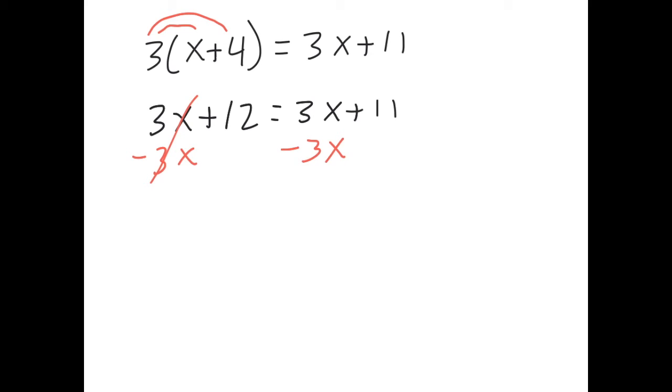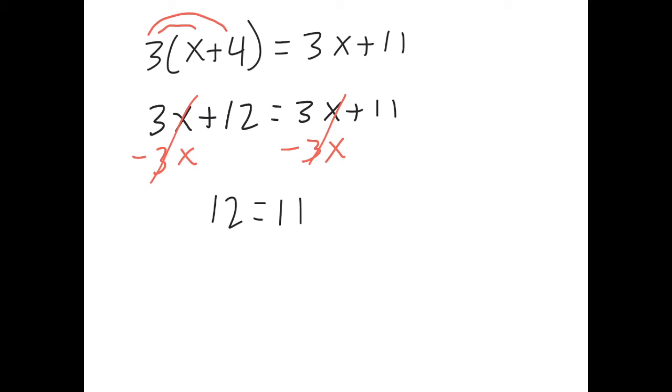So on the left side, all we have is 12. And that equals 3x minus 3x. Well, again, those are the opposites, so they cancel out, just becomes 0. And all we have on the right side is 11. 12 equals 11. Does 12 equal 11? No, it doesn't. 12 only equals 12, and 11 only equals 11. 12 does not equal 11.